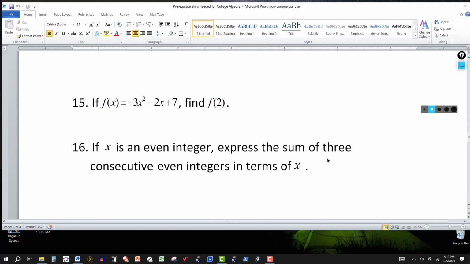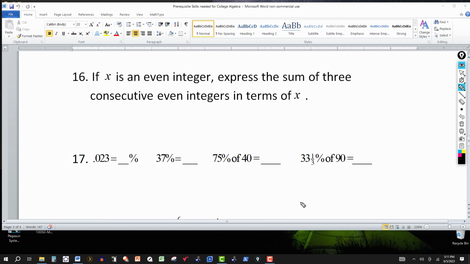Okay, number 16. If x is an even integer, express the sum of three consecutive even integers in terms of x. So x is the first one. And because it's even, consecutive even integers differ by 2. Right? You have 4, say, 6, 8, 10, 12. So if x is the first one, then 2 more than that is the next one. So just add 2 to that.